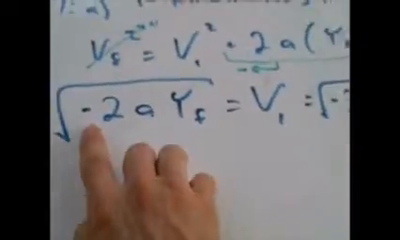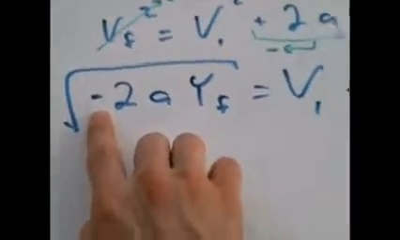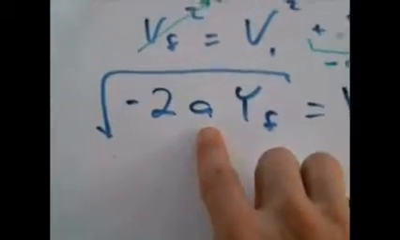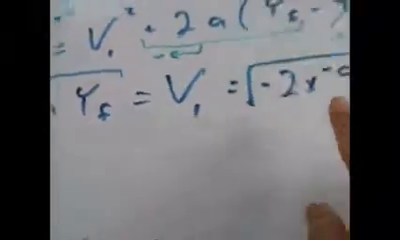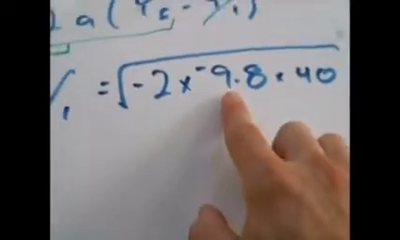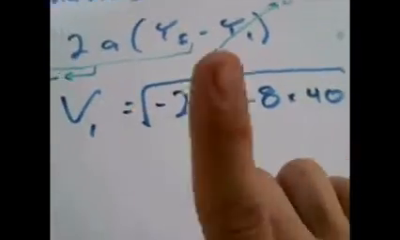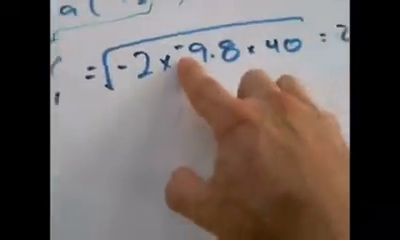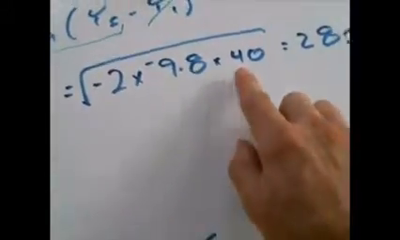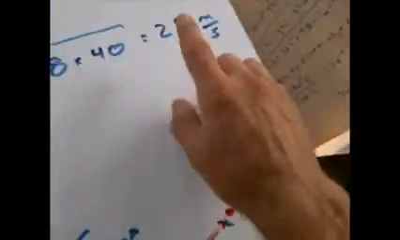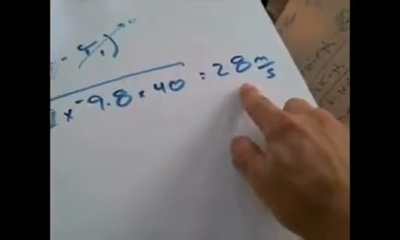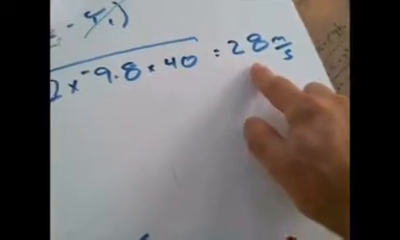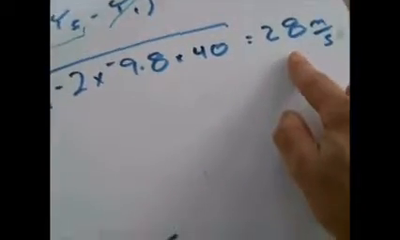Now remember, that negative sign isn't going to harm us under the square root, because when you put the number 9.8 in place for A, it is a negative 9.8, because gravity only works in one direction, which means negative Y. So it's a negative 2 times a negative 9.8. The two negatives go away, times 40. Square root that, you'll get 28 meters per second. That is the upwards velocity of the water droplets as they get shot out of the Old Faithful geyser.